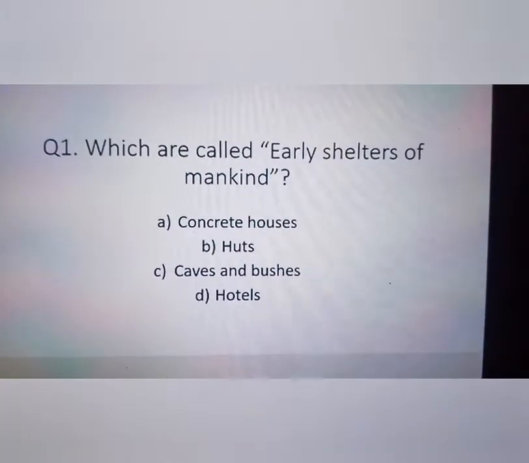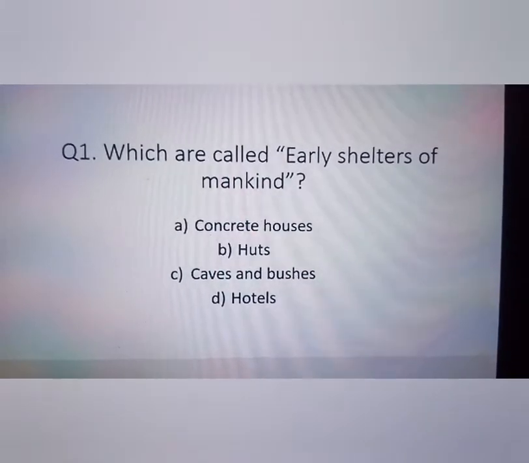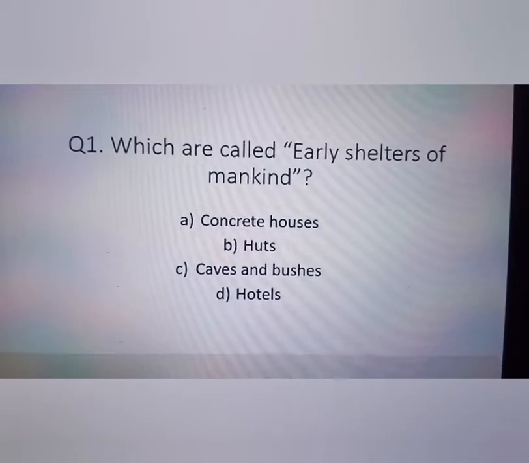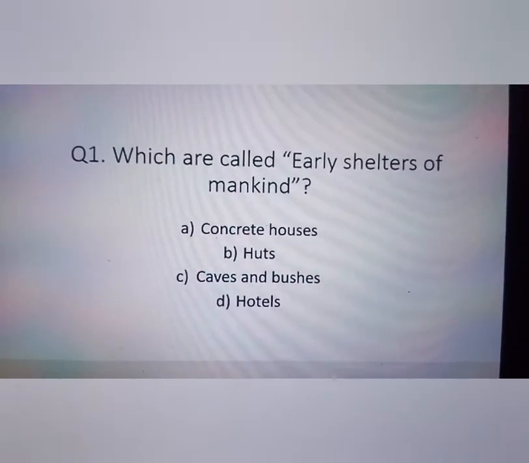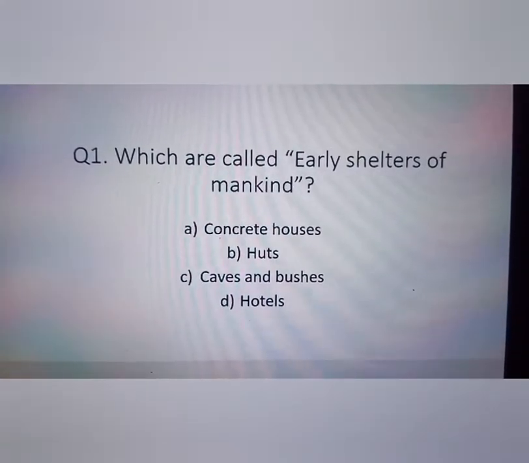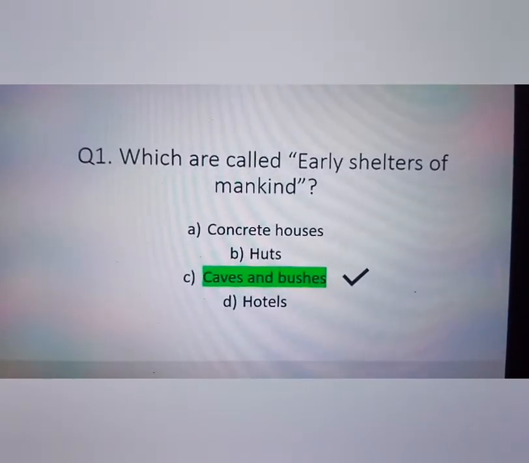It is time for a quiz. The question is, which are called early shelters of mankind? The options are concrete houses, huts, caves and bushes, or a hotel. If you need time to think, you can pause the video and think. The correct answer is caves and bushes.